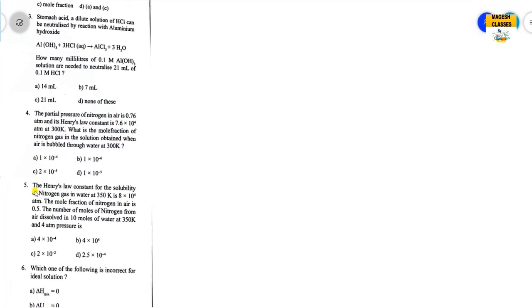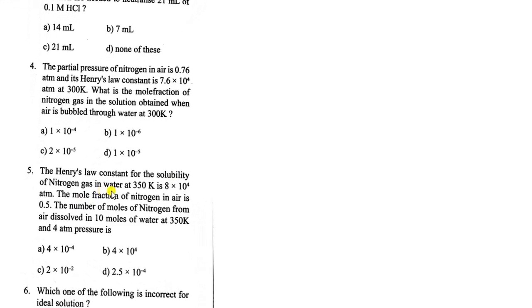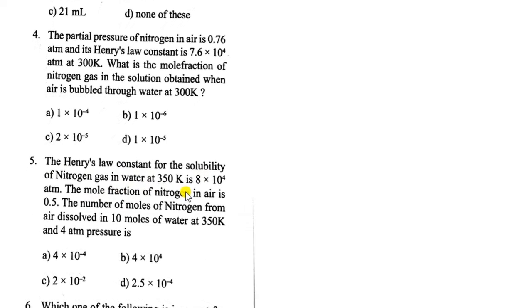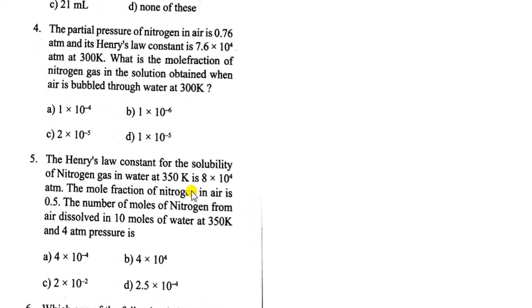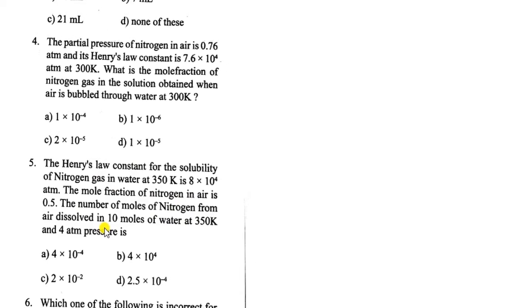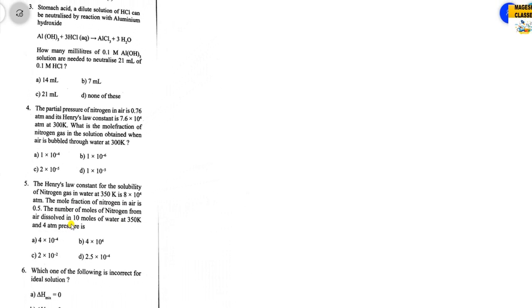Question number 5. The Henry's law constant for the solubility of nitrogen gas in water at 350 Kelvin is 8 into 10 power 4 atmosphere. The mole fraction of nitrogen in air is 0.5. What is the number of moles of nitrogen from air dissolved in 10 moles of water at 350 Kelvin and 4 atmospheric pressure? This problem consists of two cases.